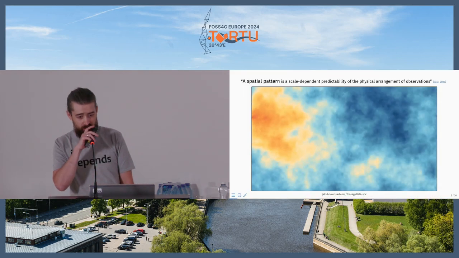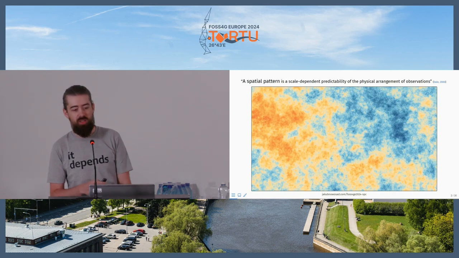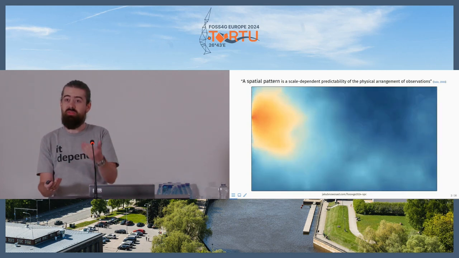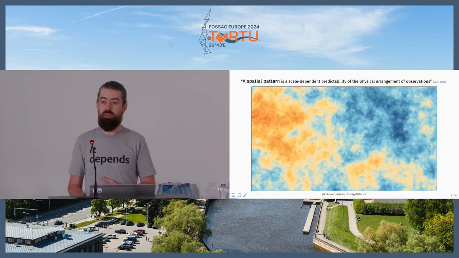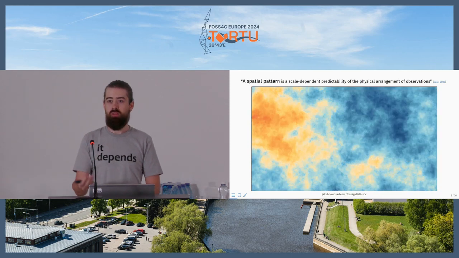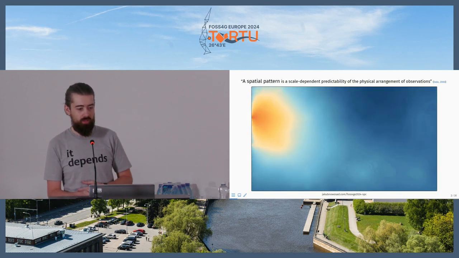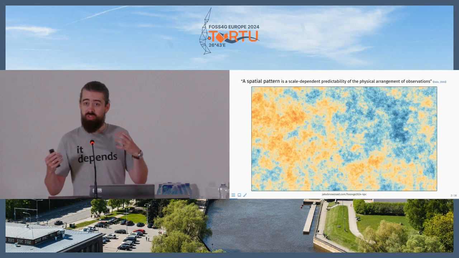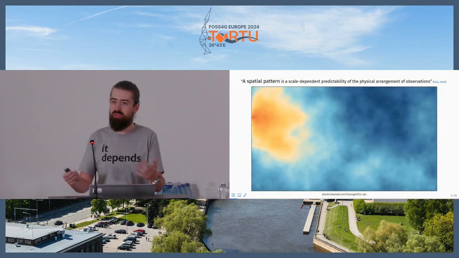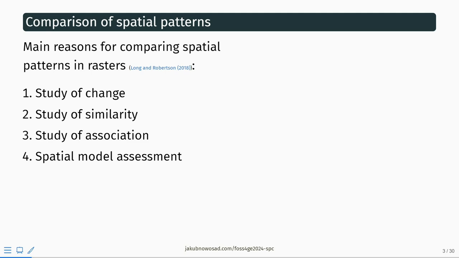topic is. And just to start with a definition, maybe not the best way to start, but at least we have an animation. Spatial patterns are defined as scale dependent, so we have patterns in different scales. It's a physical arrangement, so we arrange something in some order, and it's predictable. So there is the idea that it's not random. There is something there that we can predict. So you see that spatial patterns have some properties that we hope to capture because they matter.